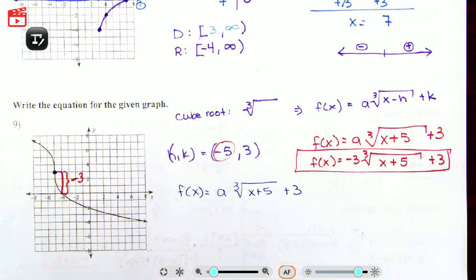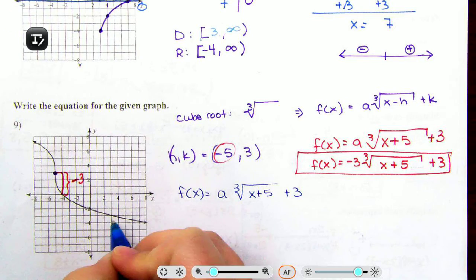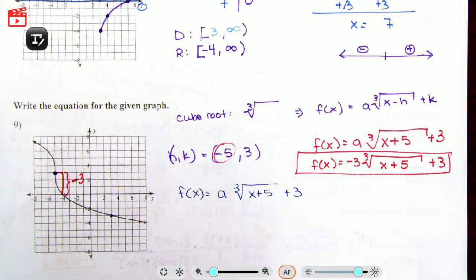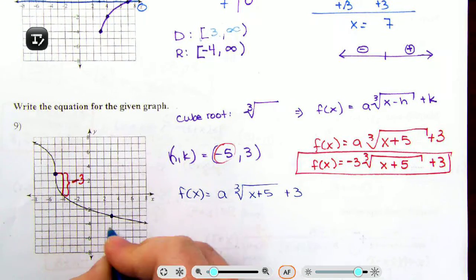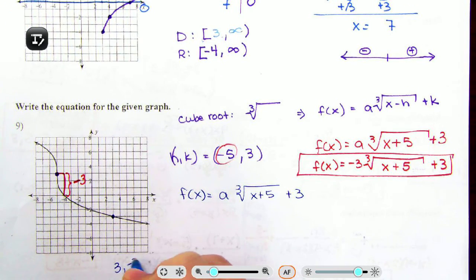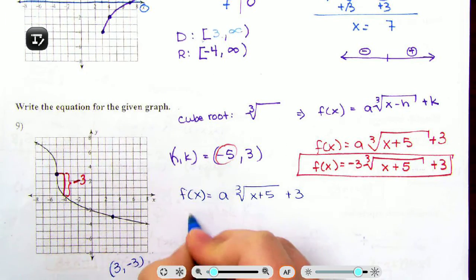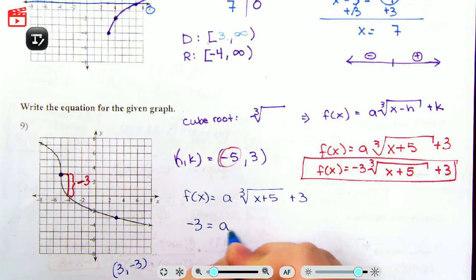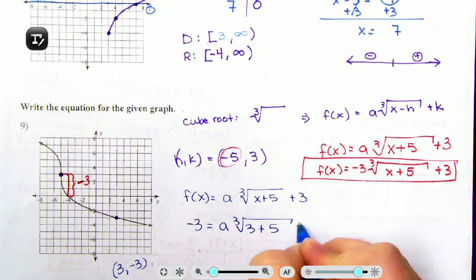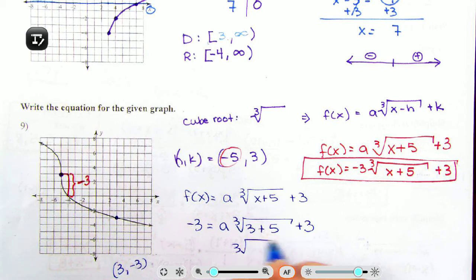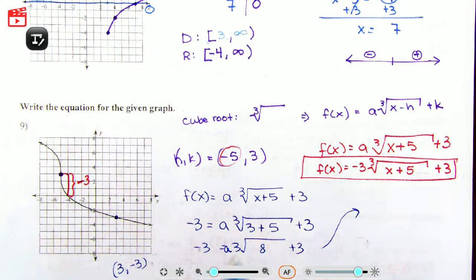Find yourself a pretty point. Let's do this one here. So this point right here is 3 and -3. So this is y. So -3 is equal to a cube root of 3 plus 5 plus 3. So this is cube root of 8. Maybe that's an a in there. Cube root of 8 is 2.